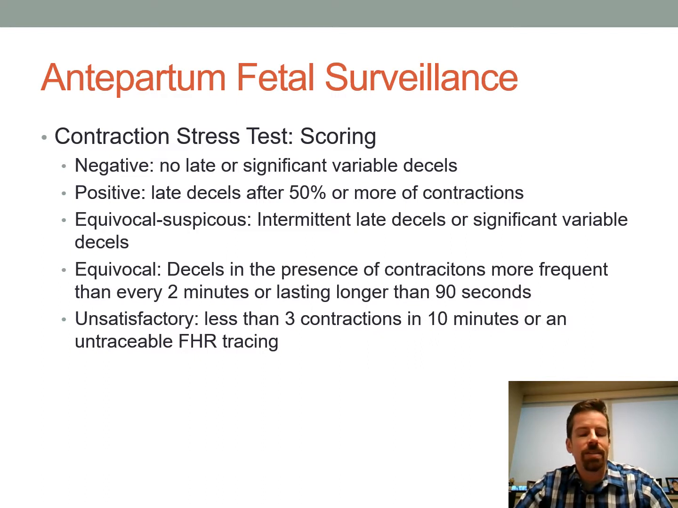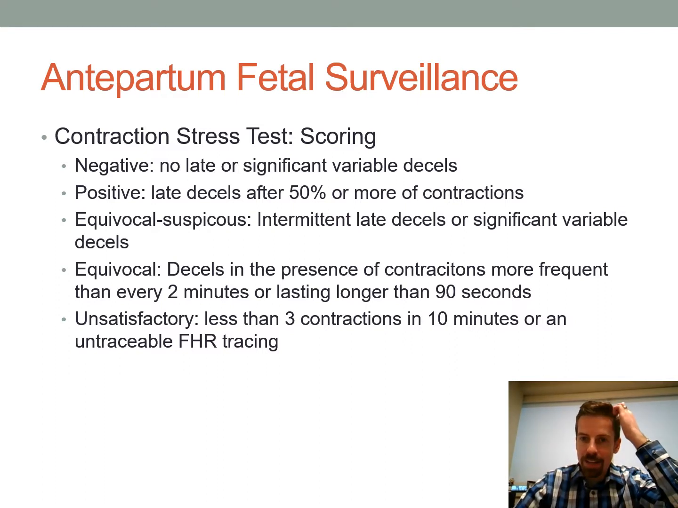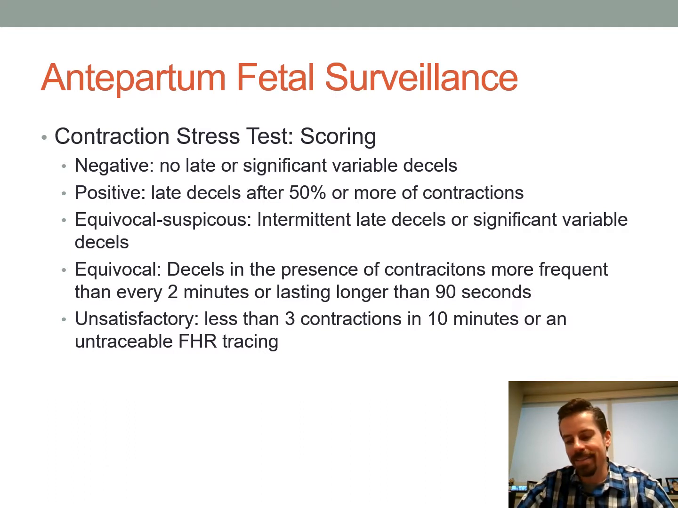A stress test that is considered equivocal or suspicious is one with intermittent late decels or the presence of intermittent variable decels. An equivocal stress test is also decels in the presence of contractions that are more frequent than every 2 minutes or lasting longer than 90 seconds. All right, so this gets pretty specific here, but if you have prolonged contractions or very frequent contractions and you have decels present, that's considered an equivocal stress test.